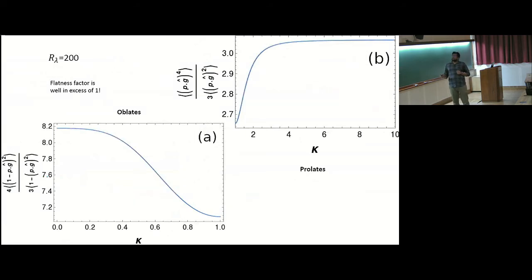So now we define a flatness factor, which is the ratio of the fourth moment to 3 times the square of the second moment. For a Gaussian, this factor is 1. And we can see from the theory that this factor is much larger than 1. This is for R lambda 200. So we can see that this factor is much greater than 1 for oblates, and for prolates also, it's quite high. This reinforces our initial assumption that the orientation distributions are non-Gaussian, and we indeed find it so.